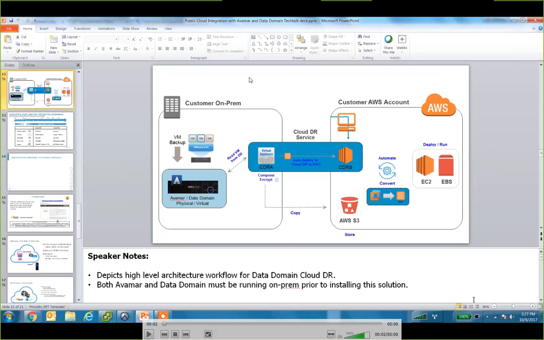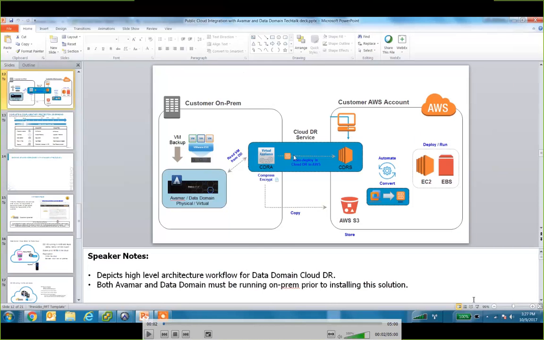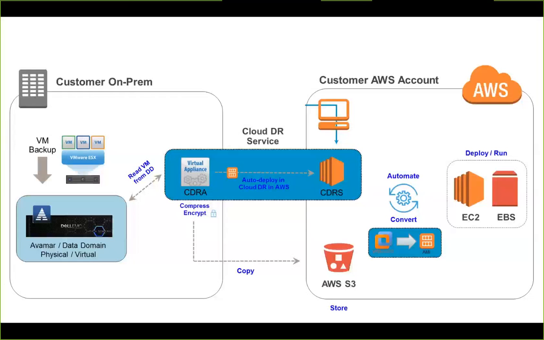So here we would like to go over the demo for setting up the CloudDR environment and to show you guys how easy it is to set up the replication jobs into AWS. Basically, here we have the diagram for the CloudDR environment. On-prem we have the Avamar and Data Domain. It could be physical or virtual, and then we have our VMware environment, and we have the backup job set up.